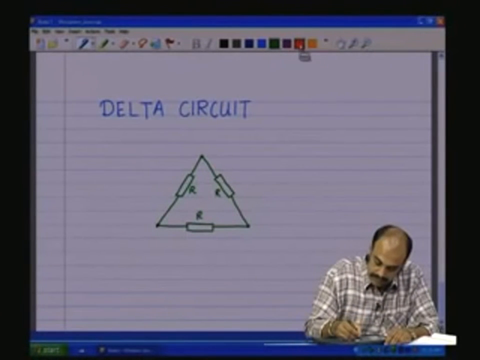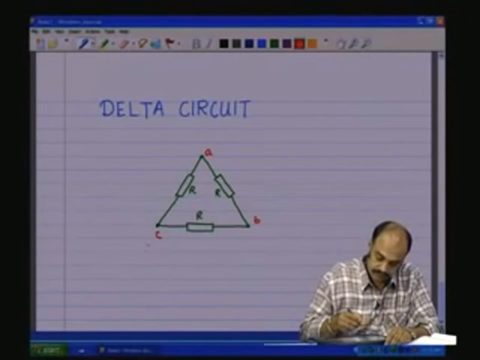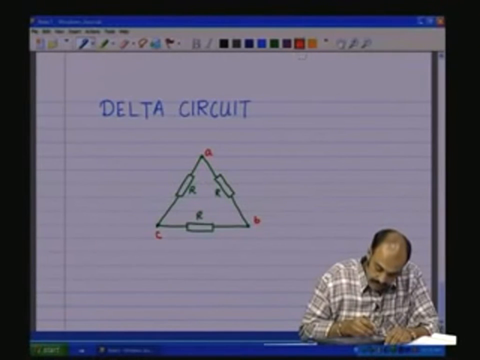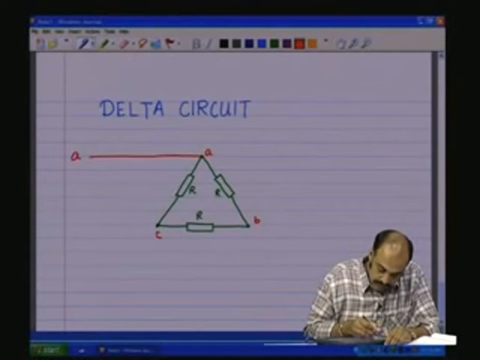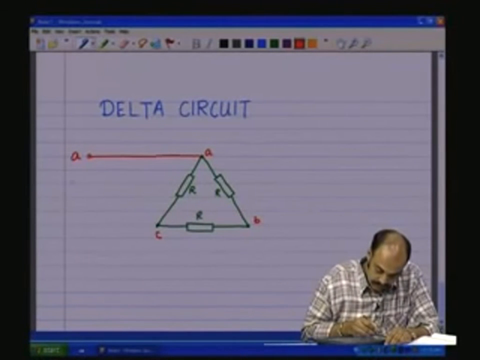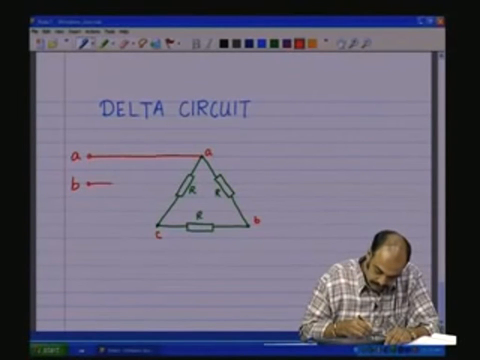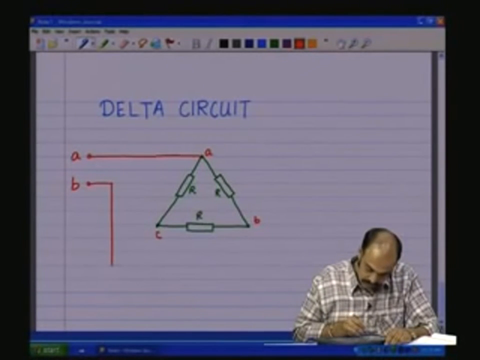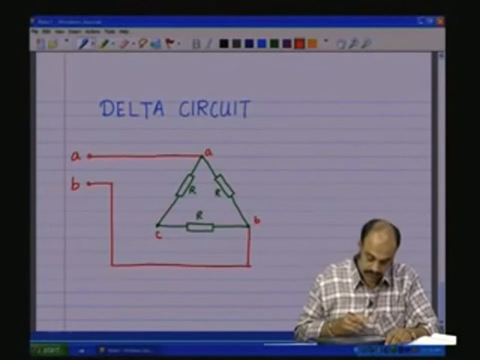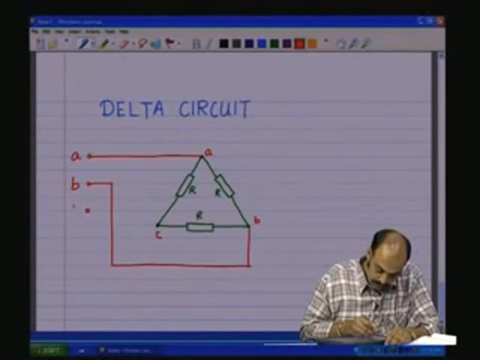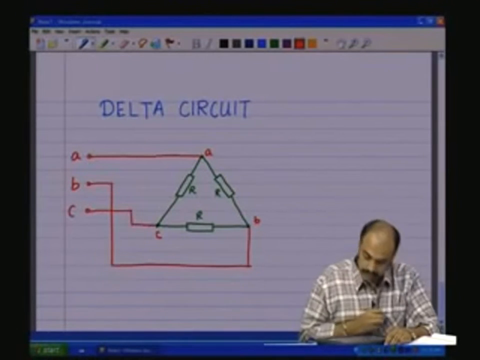And let us say we have the A terminal, the B terminal and the C terminal. And let us connect the A terminal to the A line of the source. The B line of the source is connected to the B terminal. Then you have the C line of the source connected to the C terminal of the circuit here as shown.